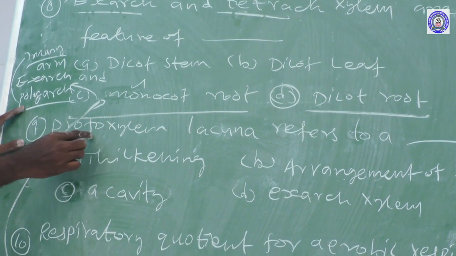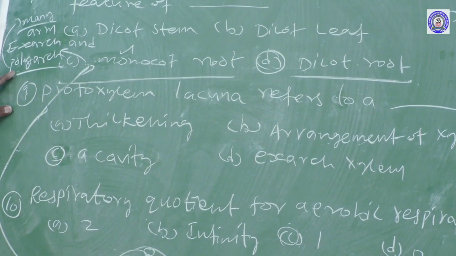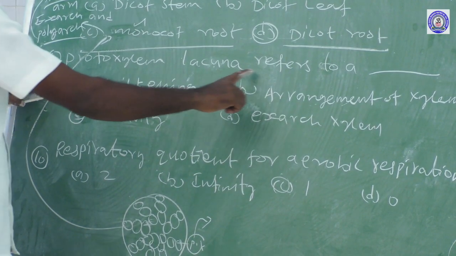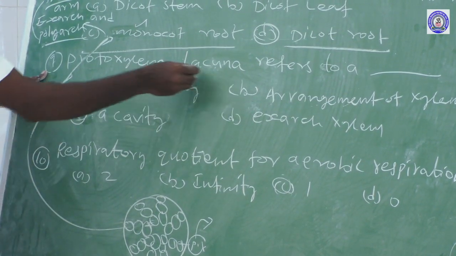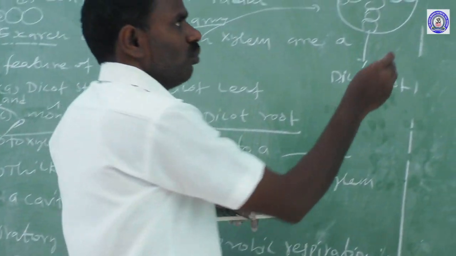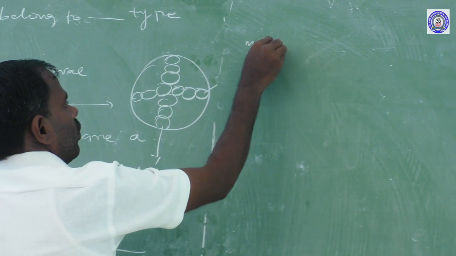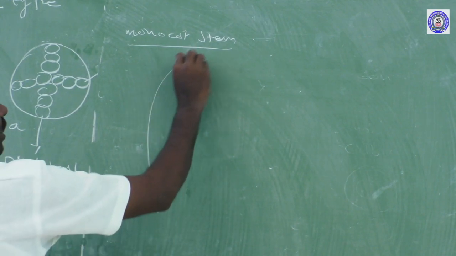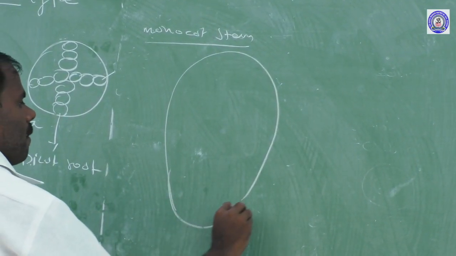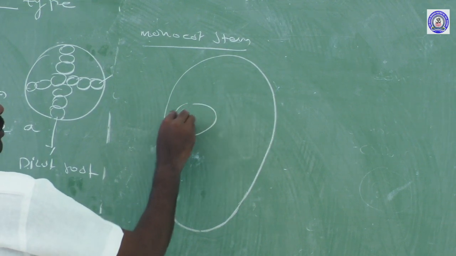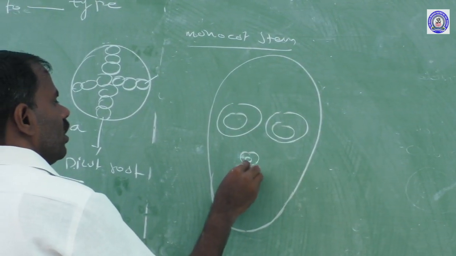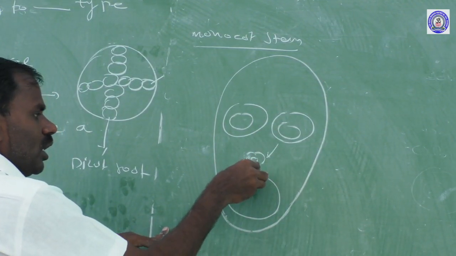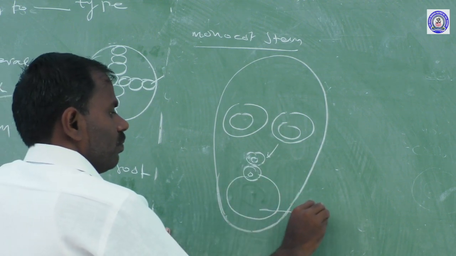Next one is protoxylem lacuna. Ninth question: protoxylem lacuna refers to what? Where is the protoxylem lacuna present? It is present only in monocot stem vascular bundles. In monocot stem vascular bundles, there are metaxylem elements and protoxylem. The protoxylem cavities are formed.